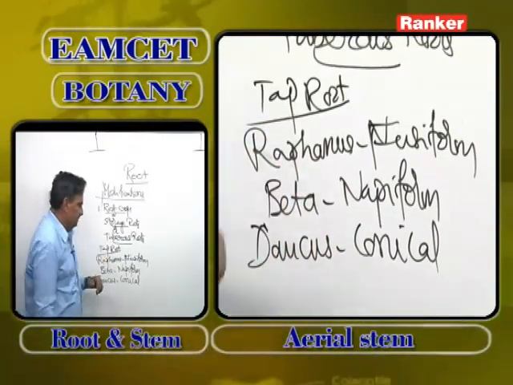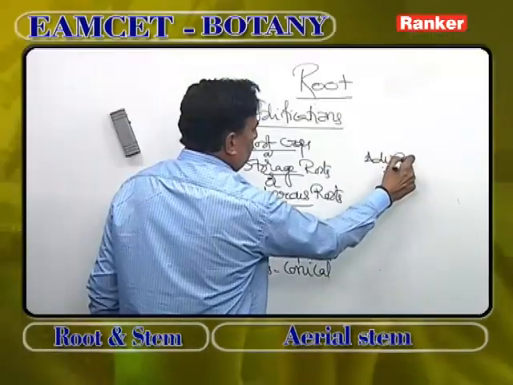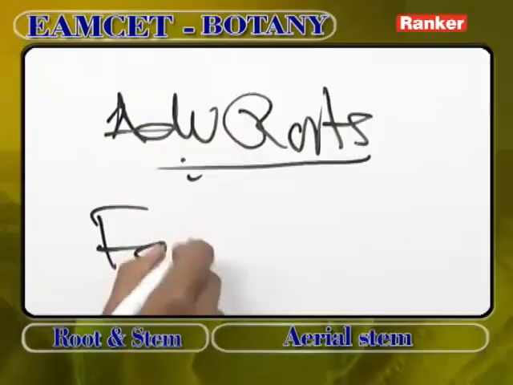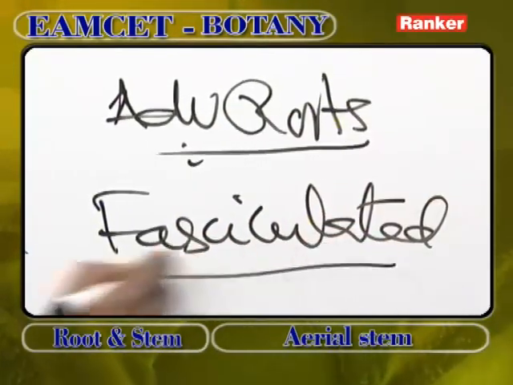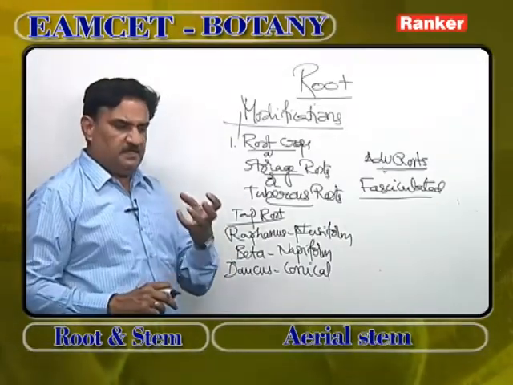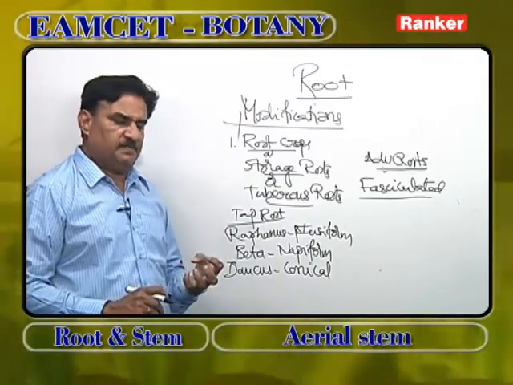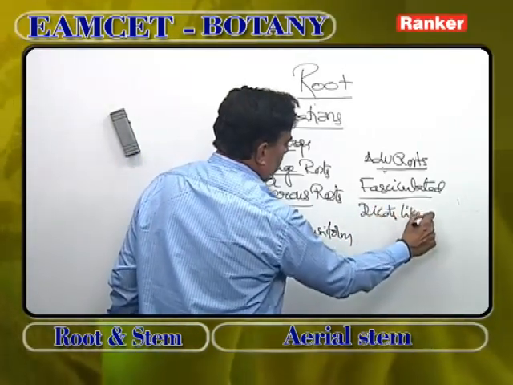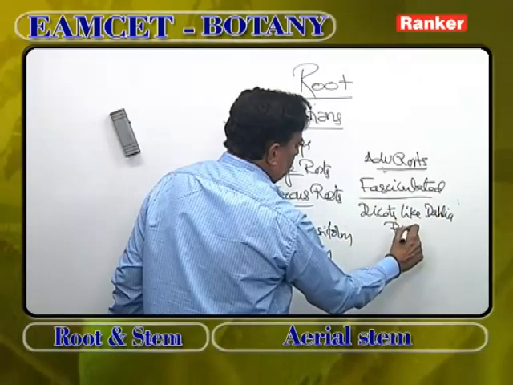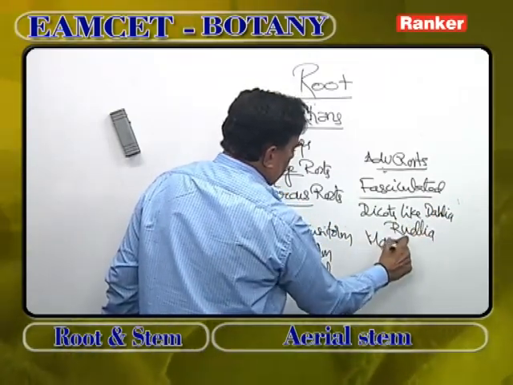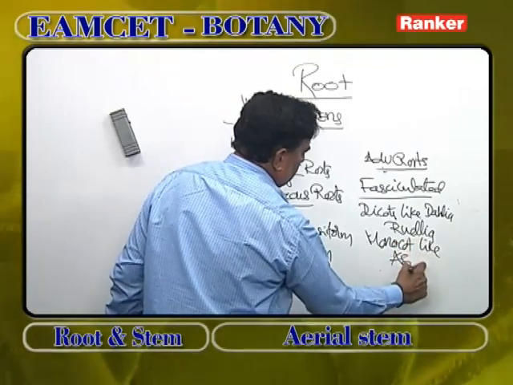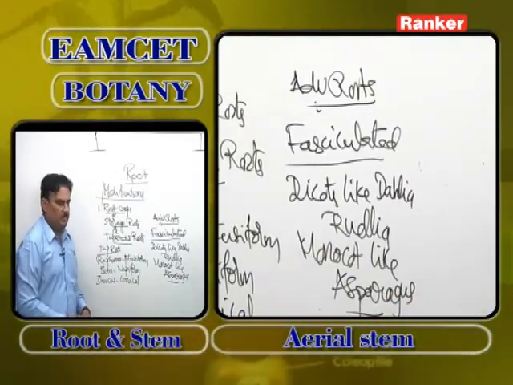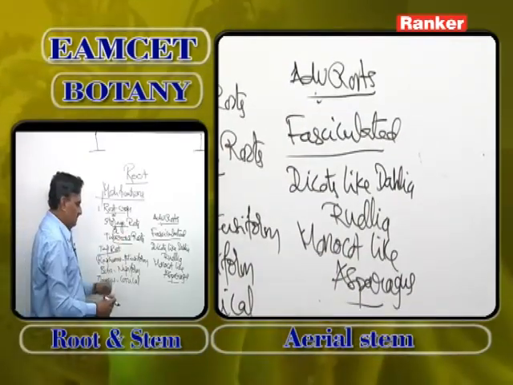There are adventitious root modifications also, which are formed by the storage of food material. They are fasciculated. Fasciculated root means a bunch of tuberous roots. That means a bunch of adventitious roots, a bunch of fibrous roots, store food material and become tuberous. Dicots like dahlia and monocots like asparagus show fasciculated roots.